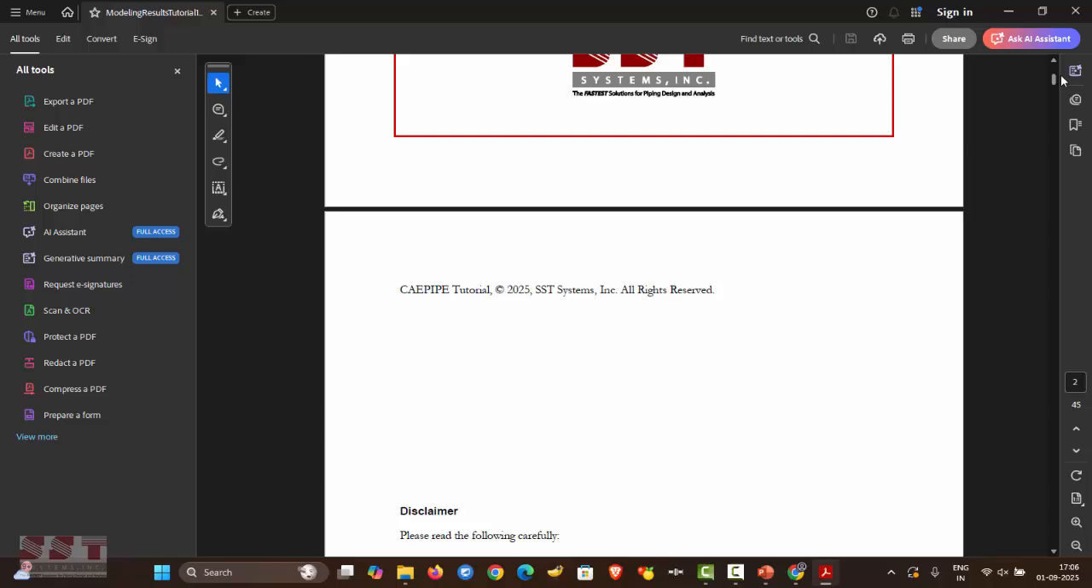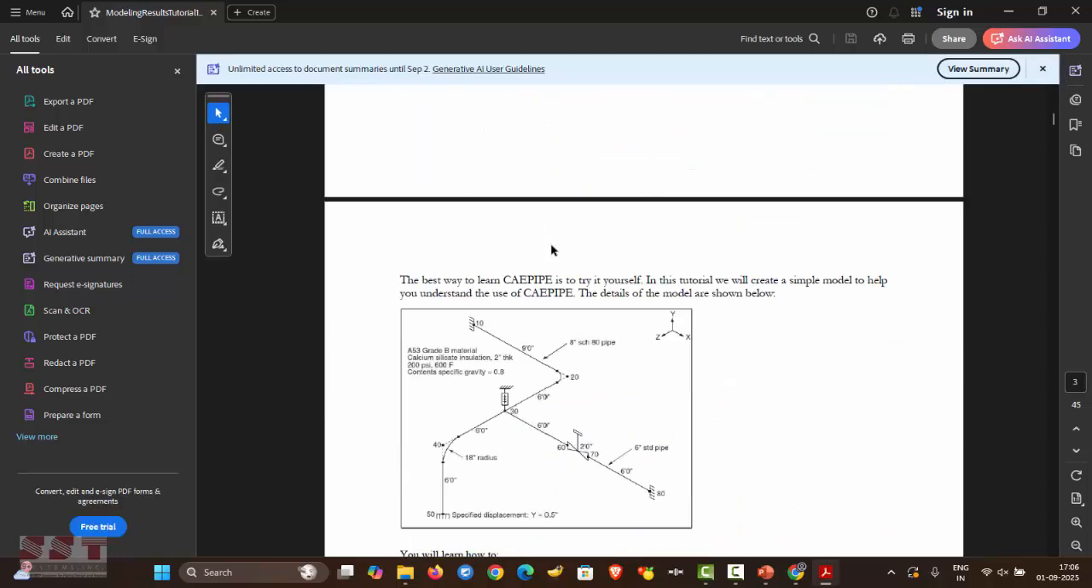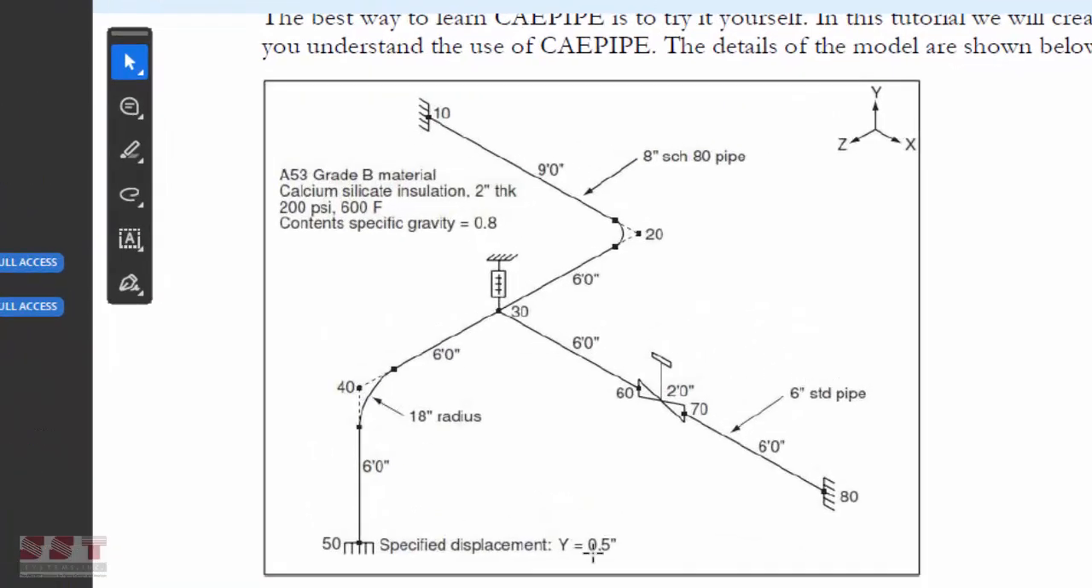We'll go through each step of this tutorial in this video. Let's go ahead and look at what we are planning to build. The problem has two pipe runs. One is the main run starting from node 10 to 50, and then there is a branch run starting from 30 to 80. As shown, the piping network uses A53 grade B material, with calcium silicate insulation of 2-inch.